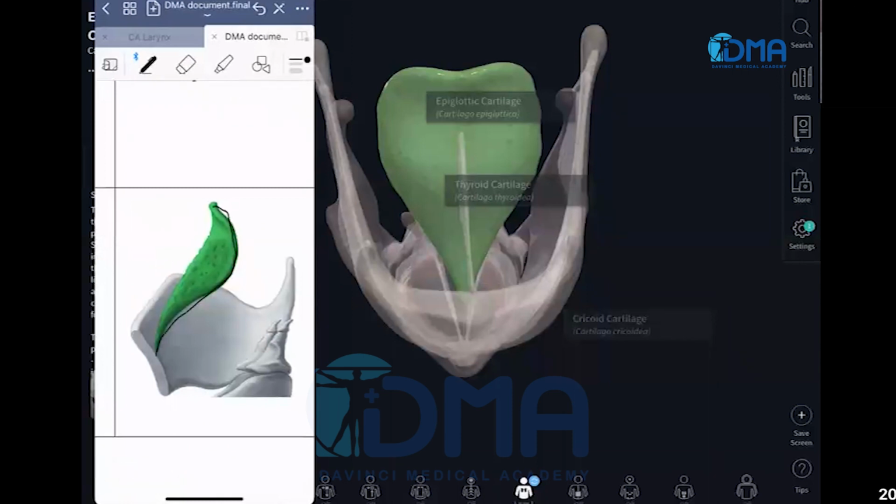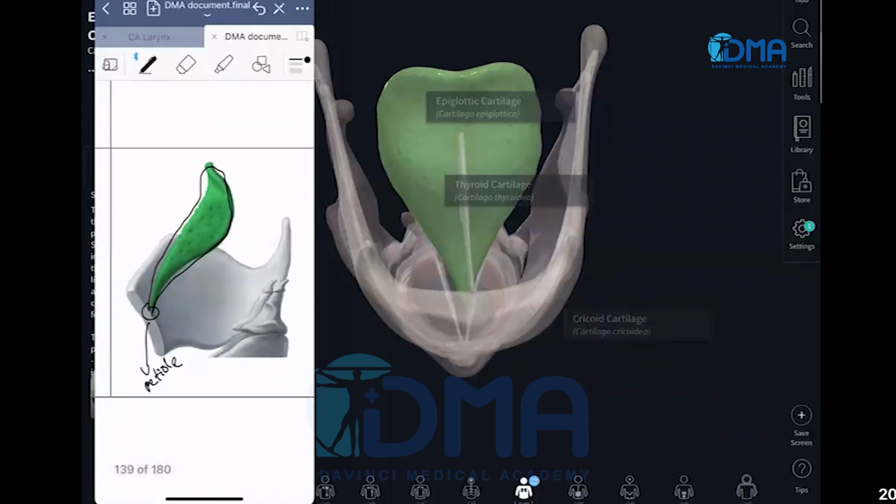Okay, this is called the petiole of epiglottis. This petiole of epiglottis gets attached to the inner lamina of thyroid cartilage. Can you understand? Can you look into this? This is the thyroid cartilage. This is the epiglottic cartilage. Okay, this epiglottic cartilage is attached to the thyroid cartilage by a slender petiole. The leaf will be having a petiole. Similarly, this epiglottic cartilage is also having a petiole. This petiole gets attached to the inner lamina of thyroid cartilage.